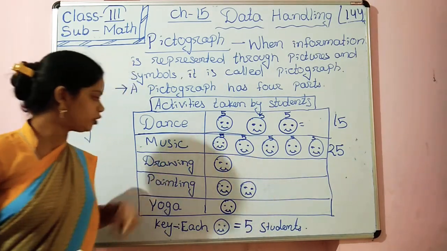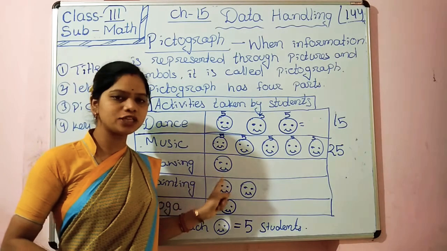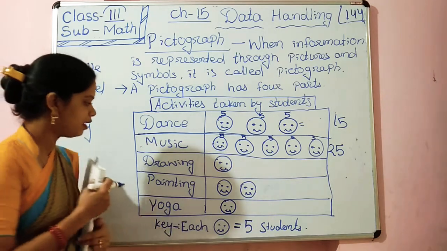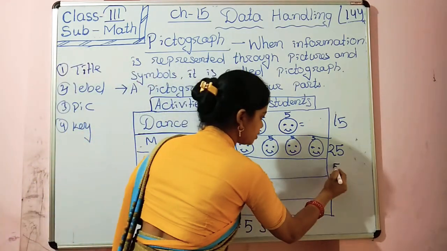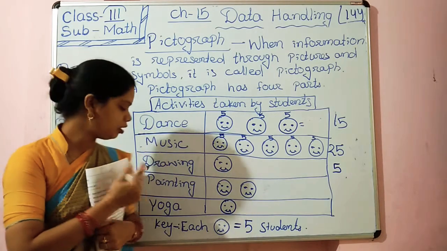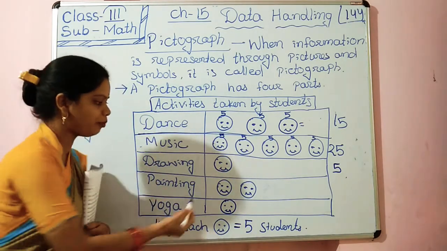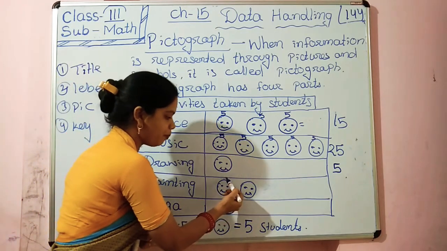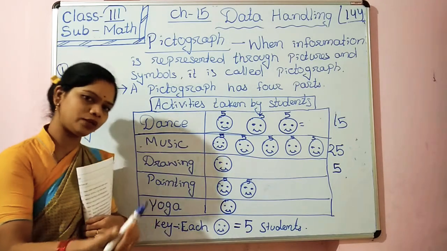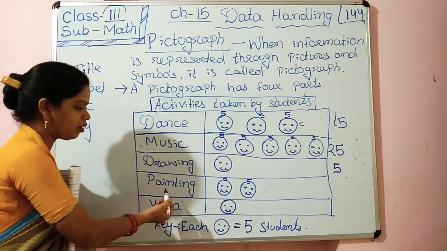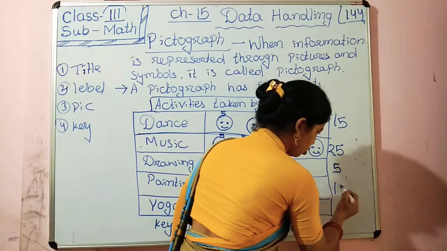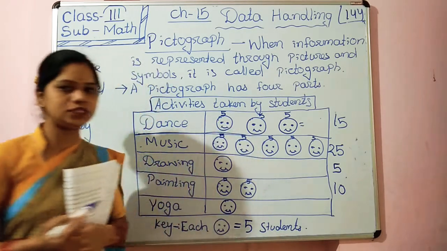Okay. Then the drawing. How many smiles? 1 smile. One smile represents 5 students. So 5 students take part in the drawing competition. Next the painting. How many smiles? 2 smiles, that means 5 plus 5. 5 plus 5 is equal to 10, or 5 multiplied by 2 is equal to 10. So 10 students take part in the painting competition.